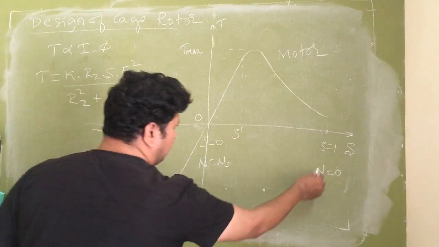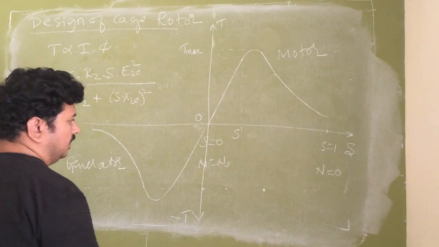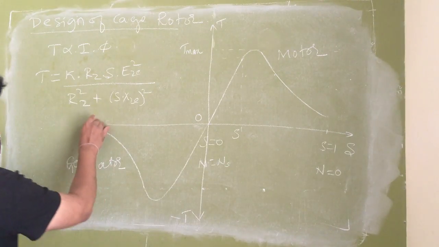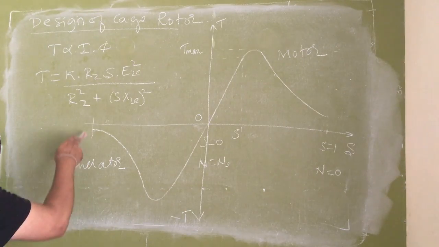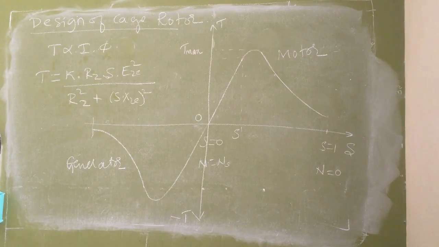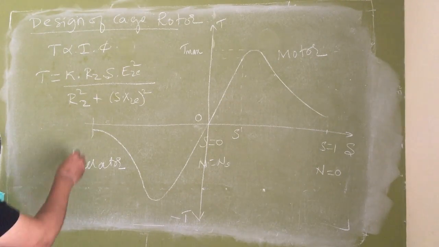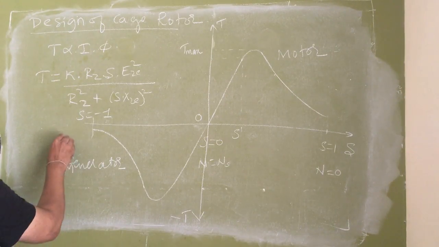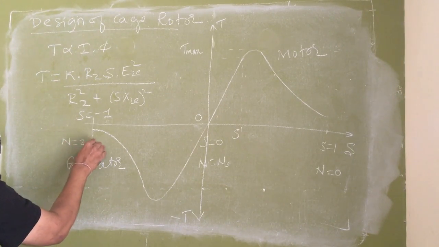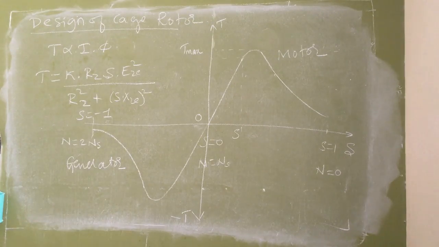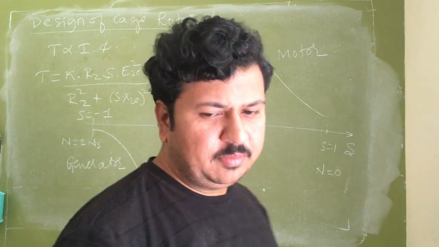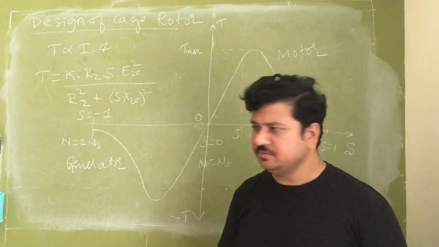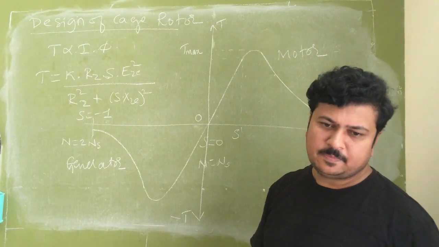Now what is S equal to 1 here? Now N equal to Ns. What is the speed here? What is the maximum value of slip that it can change in the opposite direction? Now S equals -1, and here N equals 2Ns. Even when operating as a generator, the maximum speed of the rotor that it can achieve is 2Ns.